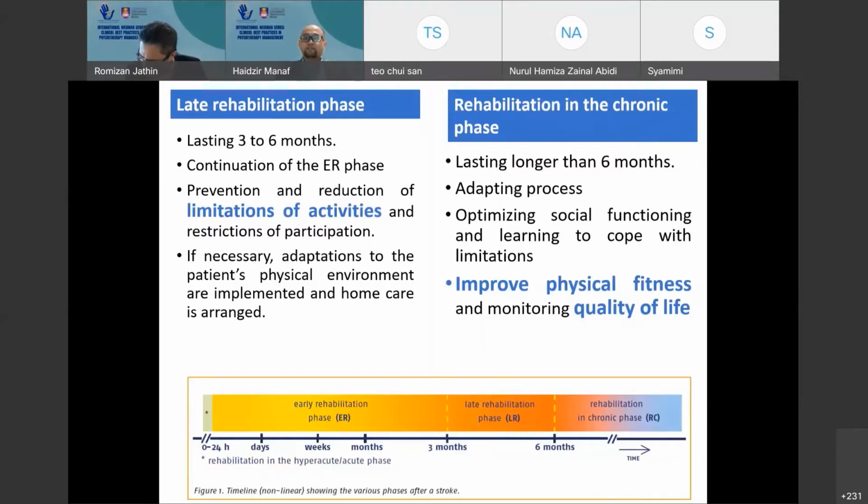The last phase is lasting longer than 6 months. This is the adapting process for patients to optimize their social functioning and to learn to cope with limitations. In this phase also, our role is to improve physical fitness and also monitor the quality of life.